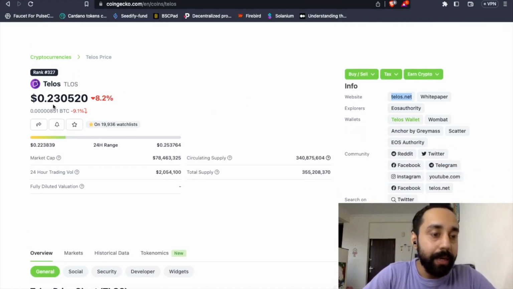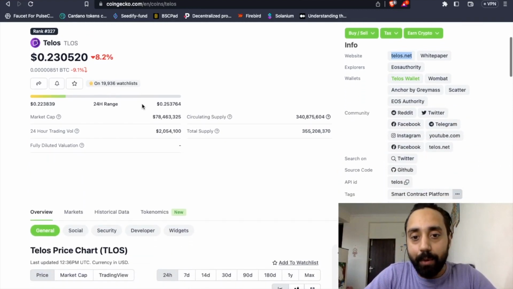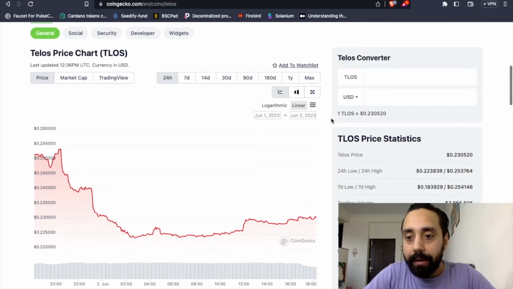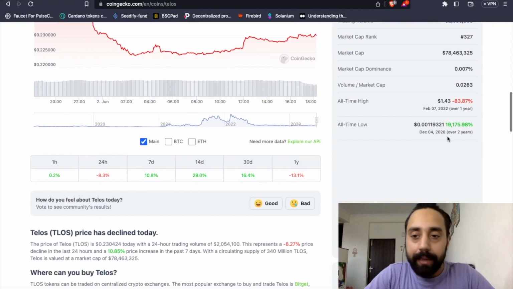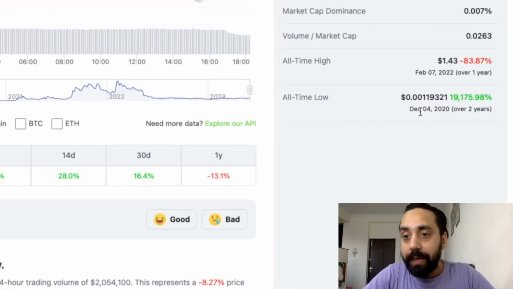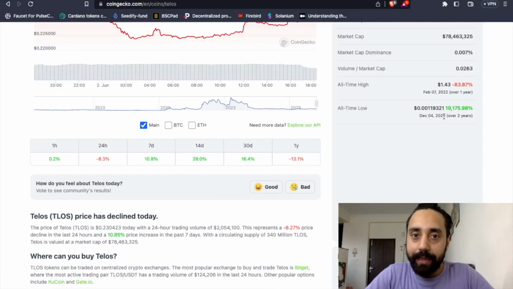So this is TLOS token. It is at 0.23 cent at the moment, with a total supply, like I told you, of 355.2 million, and you can see the low and high. All-time low is 0.0011 and all-time high is 1.43, so you can see how far this token has come since the project launched in the year 2018.